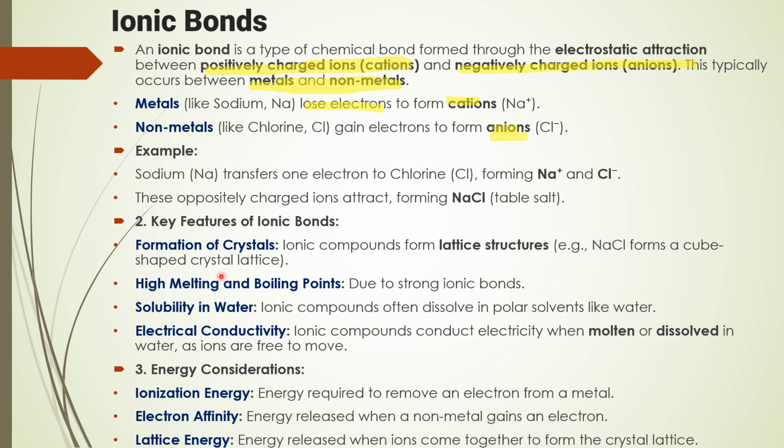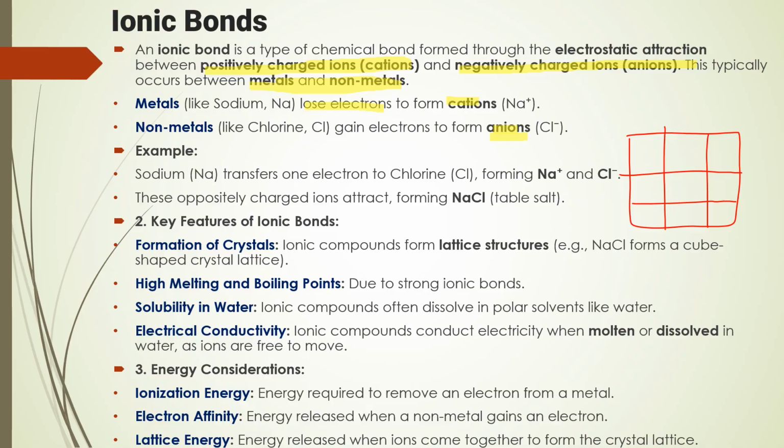Key features: formation of crystals. So ionic bonds usually form a crystal lattice structure, like NaCl forms a cube-shaped crystal lattice. It makes something like a cube like this. This is how its structure looks.